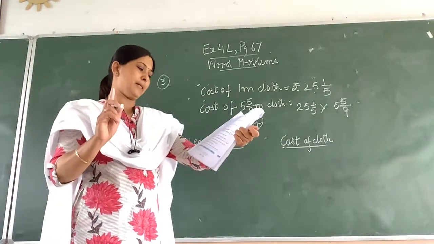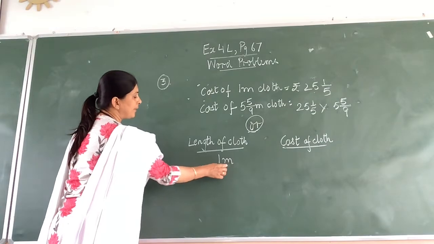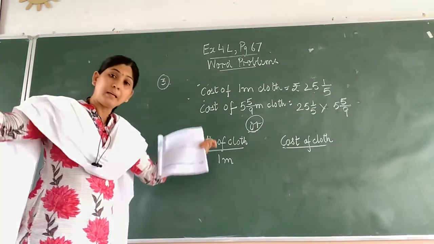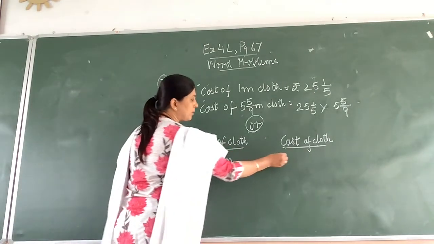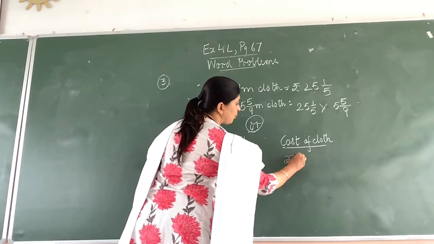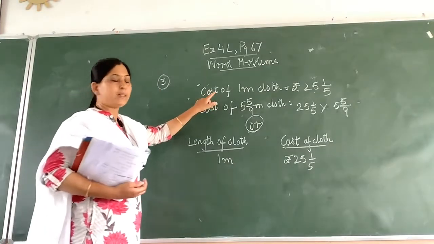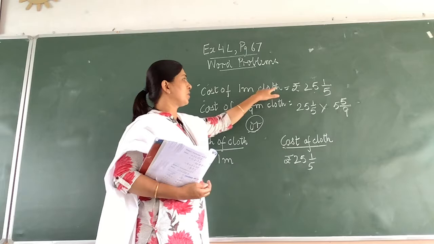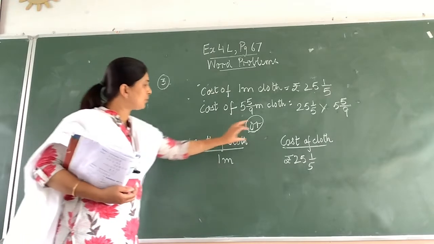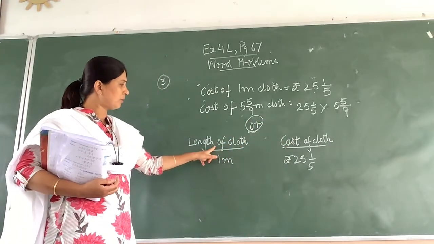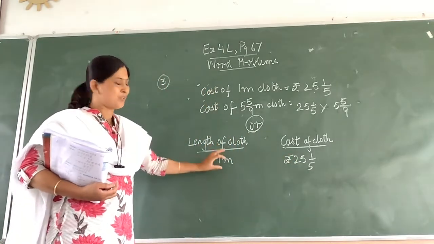Now let us read the first sentence. The cost of 1 meter cloth. 1 meter is what? 1 meter is the length of cloth. Now 1 meter cloth, what is the cost? 1 meter cloth, its cost is 25 and 1/5 rupees. Now see the first statement. What did we write in the first statement? Cost of 1 meter cloth is equal to this. So instead of this, now what have we done? We have written the two headings and then see, 1 meter cloth, its cost is 25 and 1/5 rupees. So instead of the statement you can write the headings.